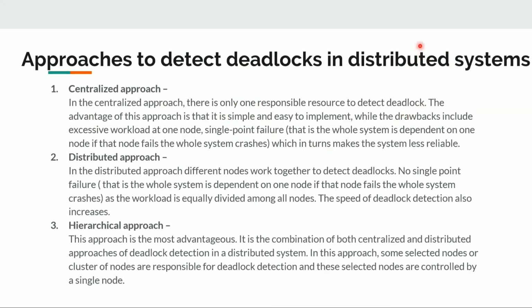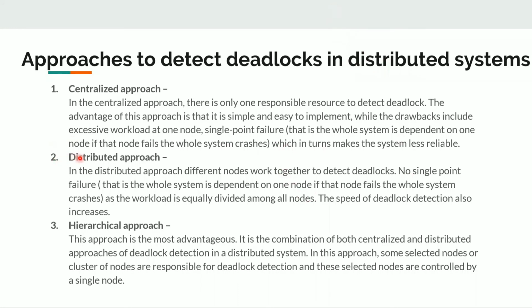The advantage of this approach is that it is simple and easy to implement. It is obvious that if we are giving the responsibility to only one node, it is easy to implement. But the drawback is there is a single point of failure. That means if the node that is handling the deadlock fails, then your deadlock will never get detected. Okay.